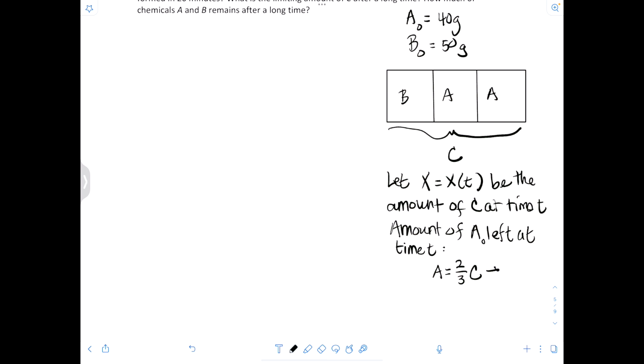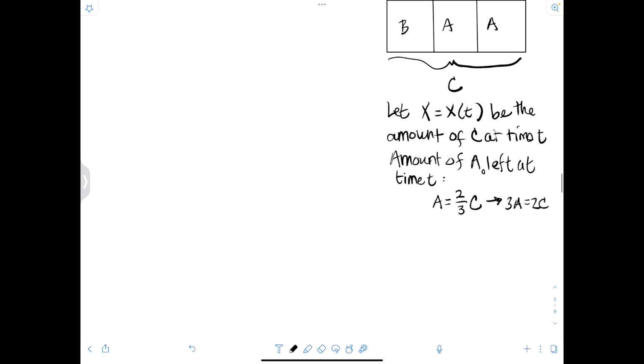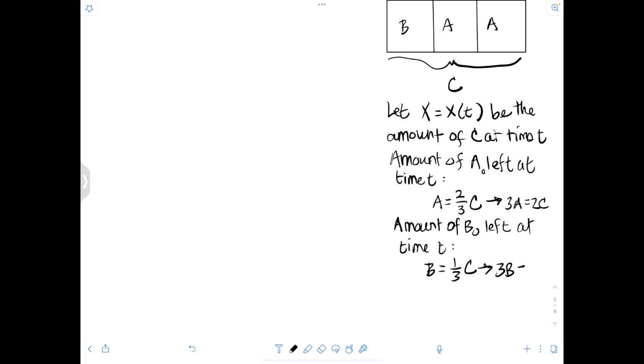So we'll get this relationship where 3A equals 2C. And then similarly, if we look at the amount of B0 left at time T, B would be 1/3 of C. And so for every 3 Bs, you have 1 C. Cool so far? All right.